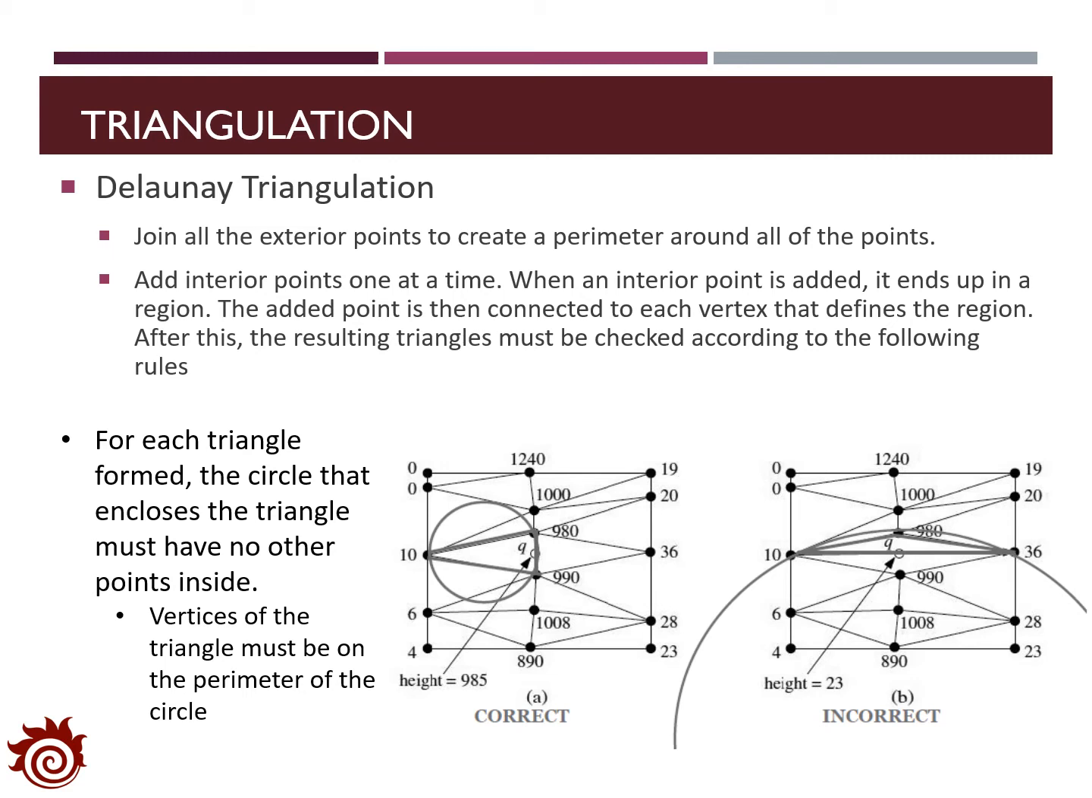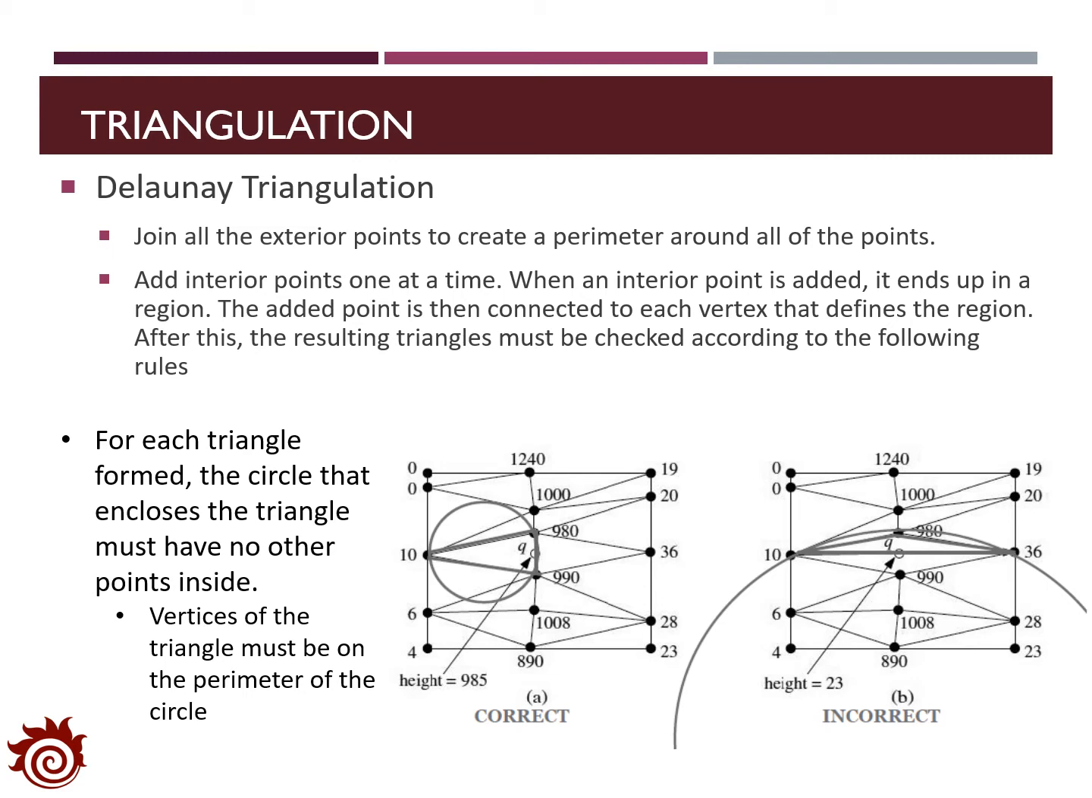In this method, we will first join all the exterior points to create a perimeter around all the points in the study area. And then we will add the interior points one at a time. When the interior point is added, it ends up in a region. The added point is then connected to each vertex that defines the region. After this, the resulting triangles must be checked according to the rules below.